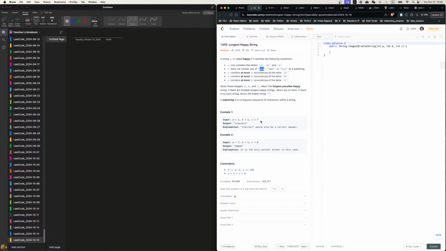Given 3 integers, return the longest possible happy string. If there are multiple, return any one of them. If there is none, return the empty string. Okay, so in this case, A, B, longest possible. Yeah, if it's smaller than 3, then you can just put all of them in there.